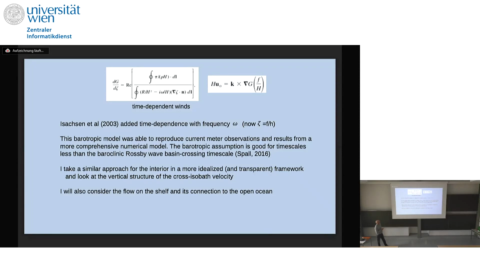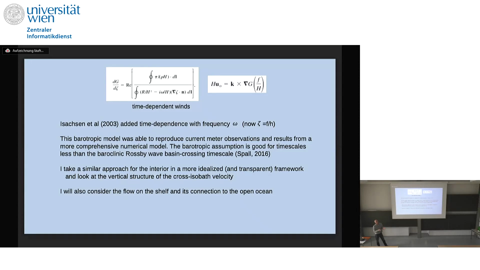In this barotropic model, this theory, they compared with a very comprehensive general circulation model, had realistic topography, realistic forcing, it had stratification, and this simple formula did a pretty good job of reproducing the velocity along these closed topographic contours. The barotropic assumption is good for timescales shorter than the time it takes a Rossby wave to cross the basin.